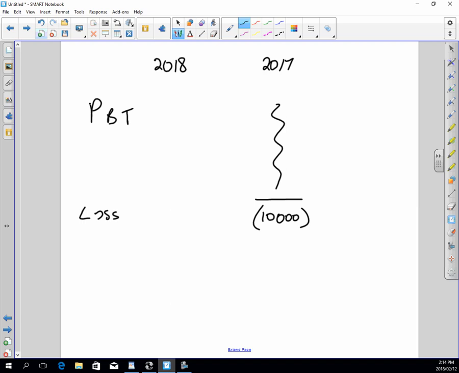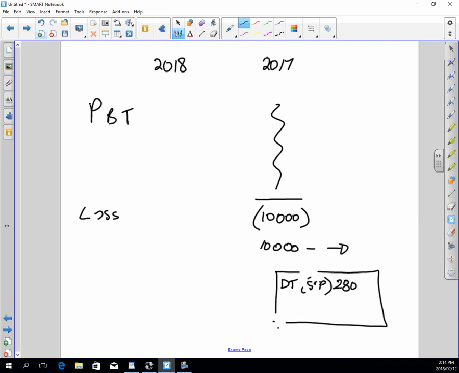We then would have carried that loss forward to the next year, and that you'll understand is going to be debit DT SFP using a tax rate of 28%, and we would have credited our tax expense in profit or loss 2,800. All right, so we created a deferred tax asset last year on an estimated assessed loss.